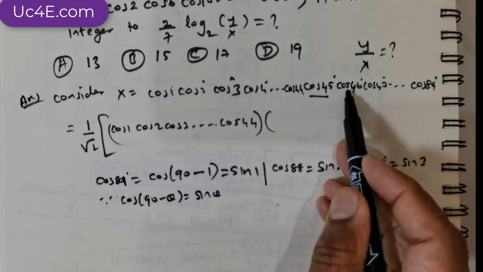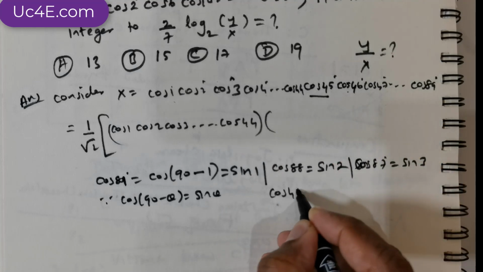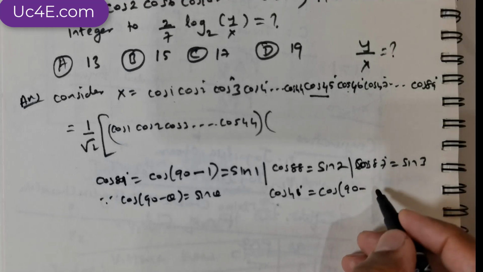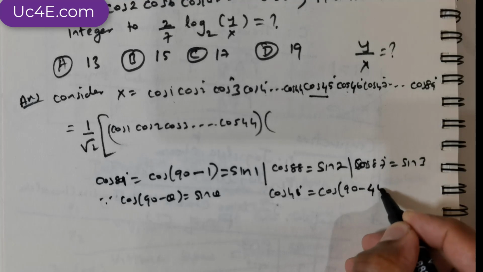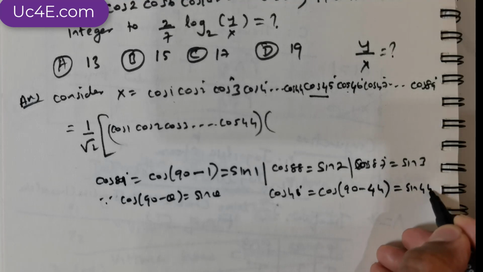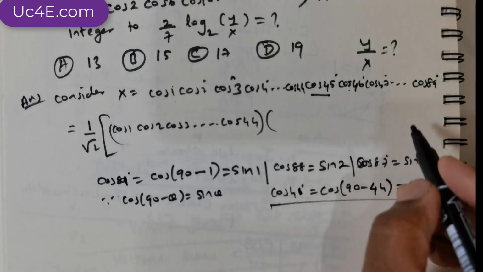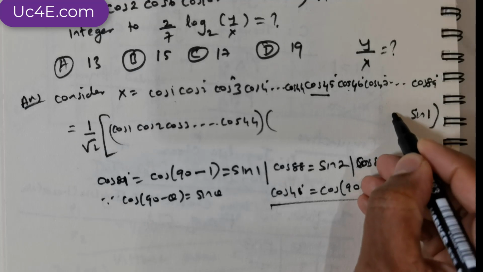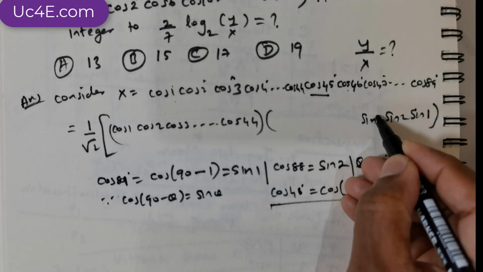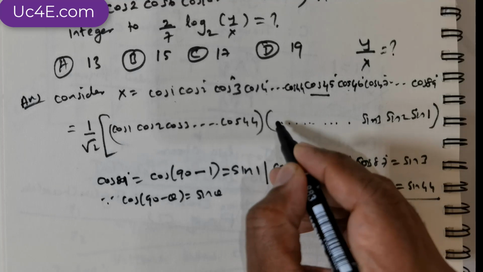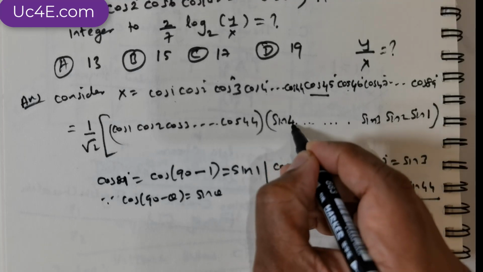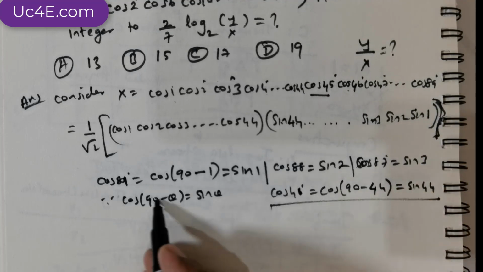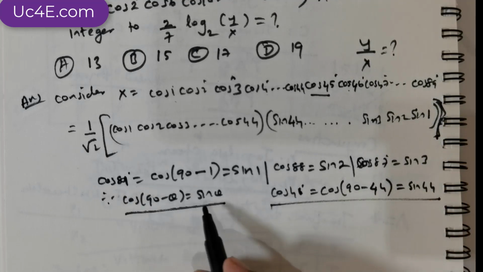pushing the values all the way to cos 46, what is cos 46 going to be? Cos 46 is nothing but cos of 90 minus 44, which is nothing but sine 44, right? So if I were to start here replacing cos 89 by sine 1, this is going to be sine 2, this is going to be sine 3, and all the way it would reach sine 44. That's exactly what I'm trying to explain here. All this has happened because of this formula: cos of 90 minus theta is equal to sine theta.